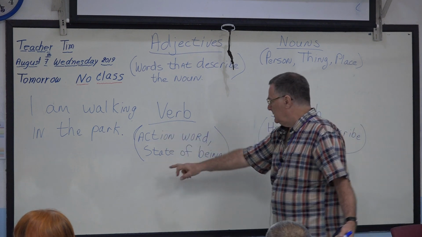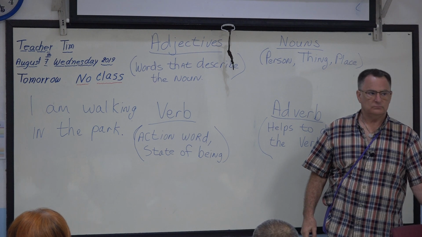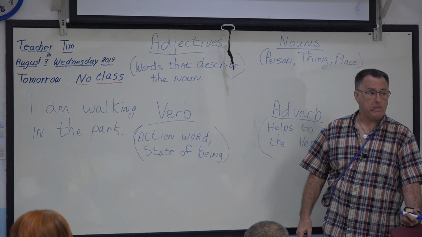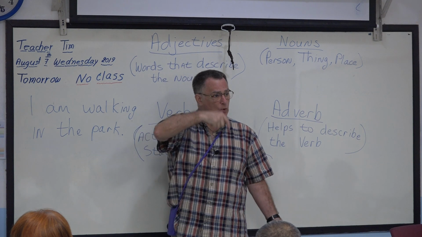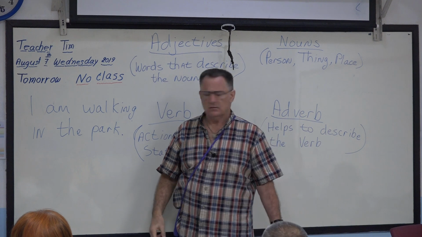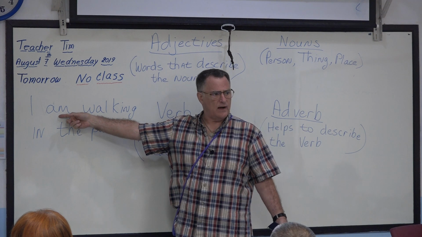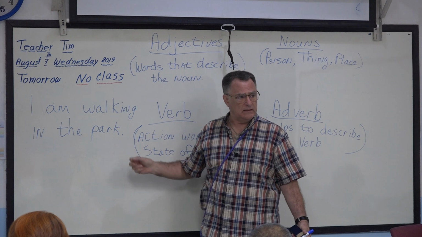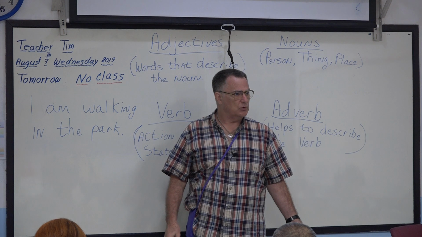The verb to be. No, the verb to be. Am. Yes. Because it is happening right now. You are doing it right now. Okay? That is correct. I am. Present tense. Right now. It tells me what you are doing right now, what your state of being is. You are walking.